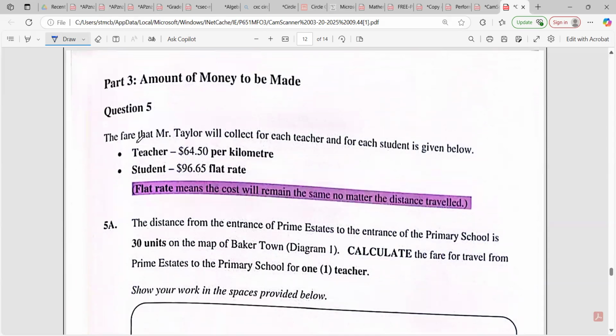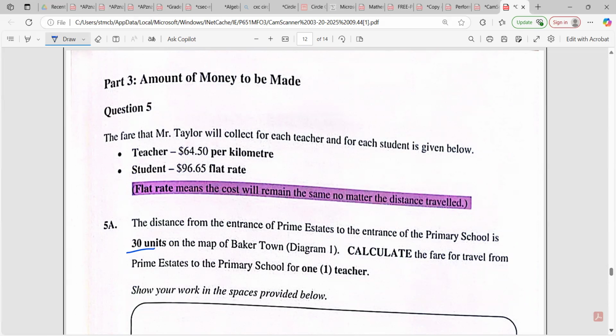All right, it says the fare that Mr. Taylor will collect for each teacher and student is given below. Teacher is $64.50 per kilometer. Student is $96.65 flat rate. Flat rate meaning the cost will remain the same no matter what the distance traveled. The distance from the entrance of Prime Estate to the primary school is 30 units on the map, so they gave us that. On Mr. Baker's diagram 1, calculate the fare for travel from Prime Estate to the primary school for 1 teacher.